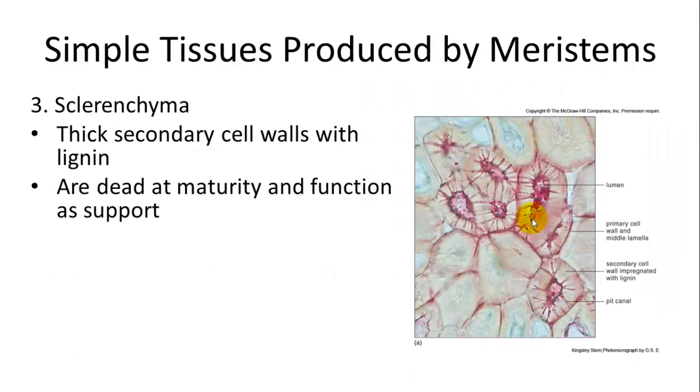Alright, sclerenchyma then is another type of tissue produced by the meristem, and they produce secondary cell walls with lignin. You can see they just have a little more structure than these other cells around them. And they are dead at maturity, meaning they are alive as they are growing, but once they are mature, they die, and they are just for structural support.